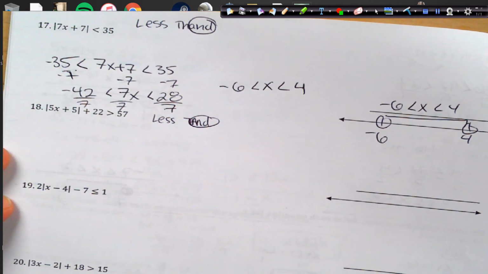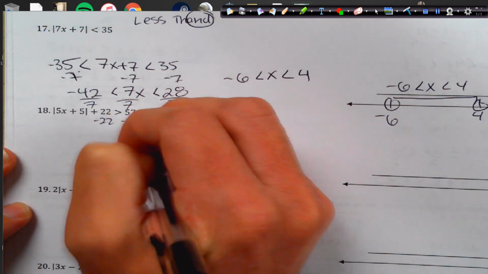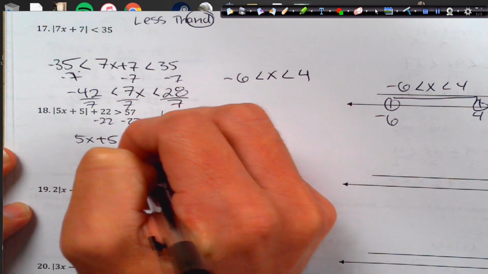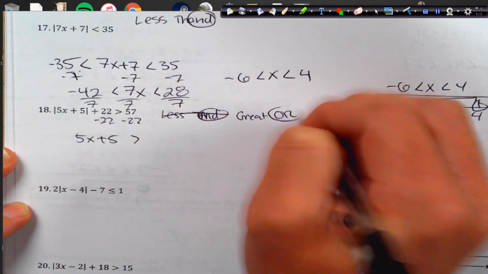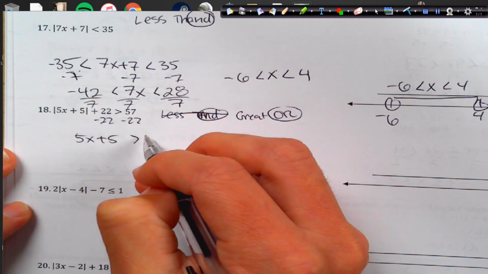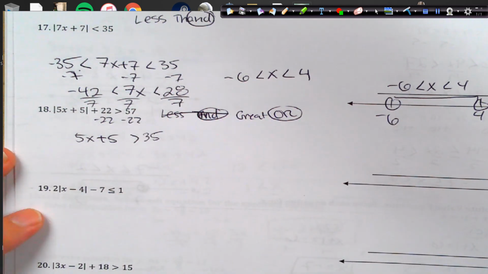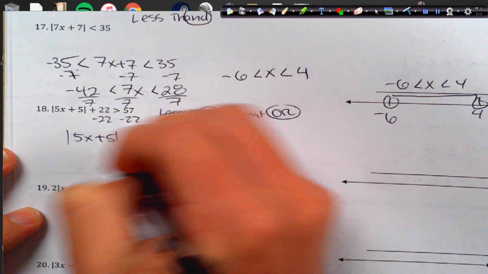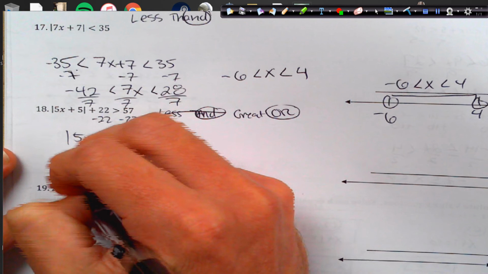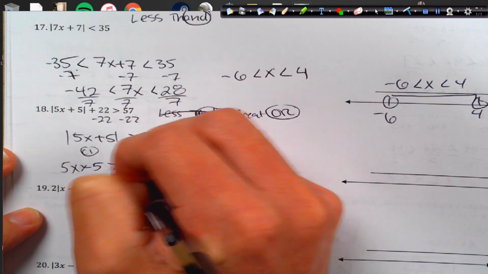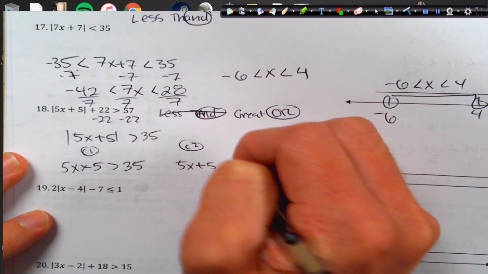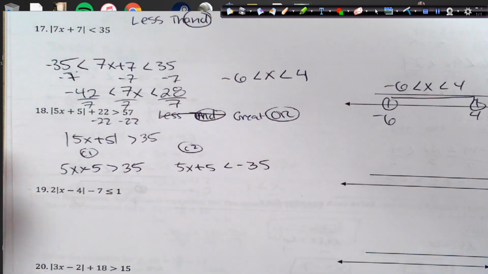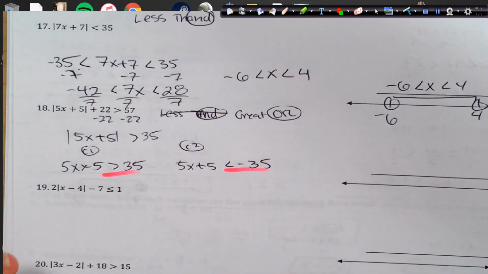I don't know why I spelled that so weird. First, though, we have to subtract the 22, and we get 5x plus 5 is greater than. Oh, I'm sorry, this is a greater than problem. What am I doing? Great, or this is going to become, what, 35? Okay, absolute value. So we're going to do case 1, 5x plus 5. Wow, I'm getting sloppy. Case 2, 5x plus 5 is less than negative 35.